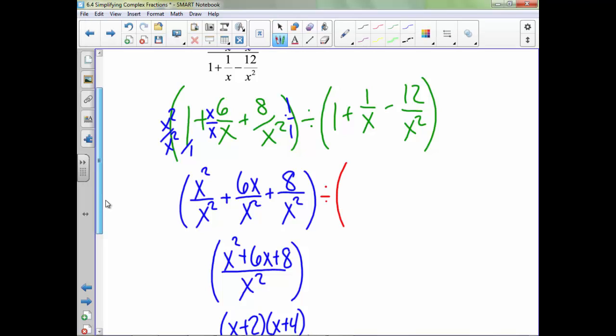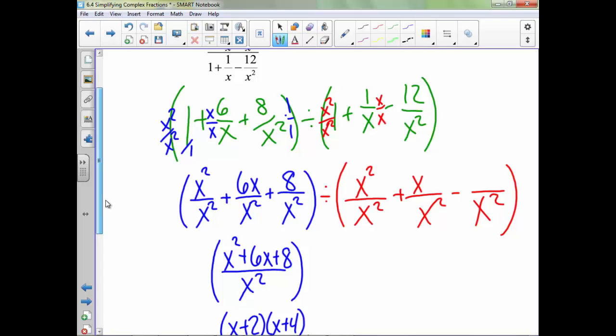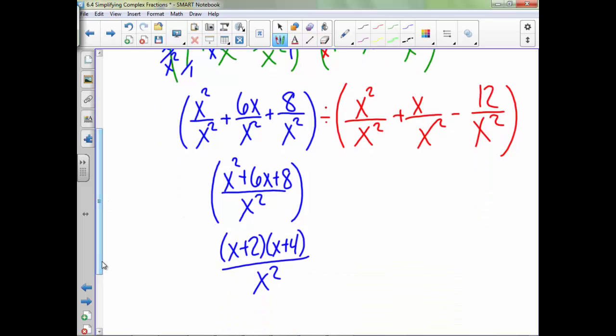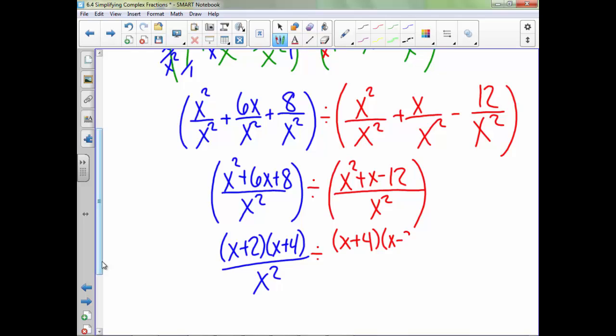So I've divided by, common denominator here is also x squared. So we had to multiply this by x squared over x squared. This one by x over x. This last one we didn't have to multiply by anything. So our numerator here is going to be x squared plus x minus 12 all over x squared. And this will also factor. And so we've got x plus 4 times x minus 3 all over x squared.